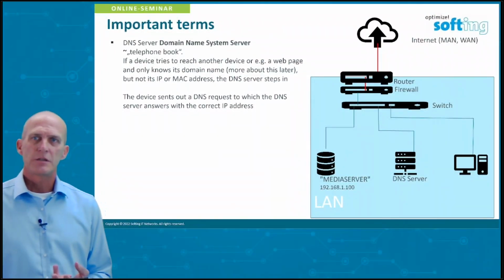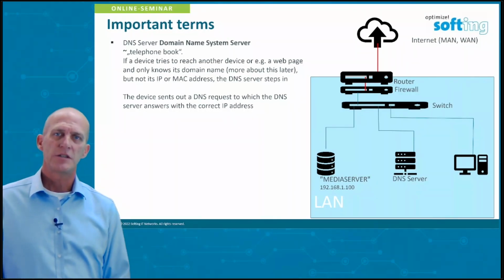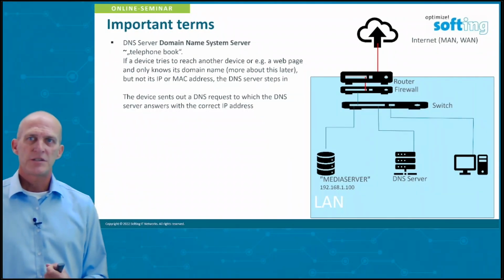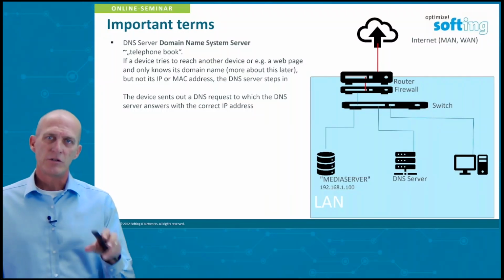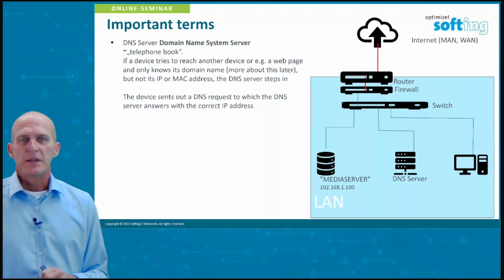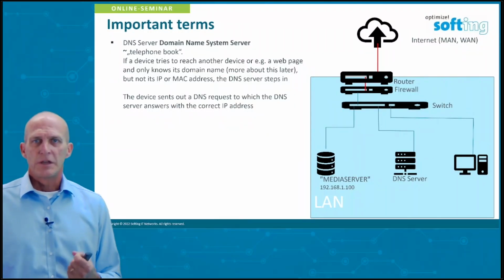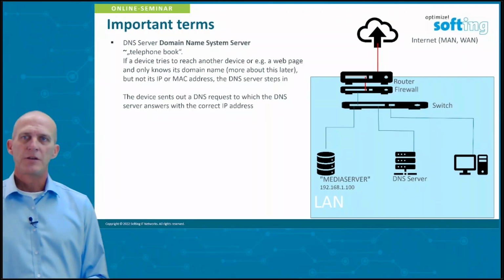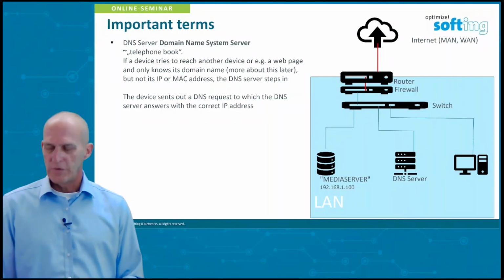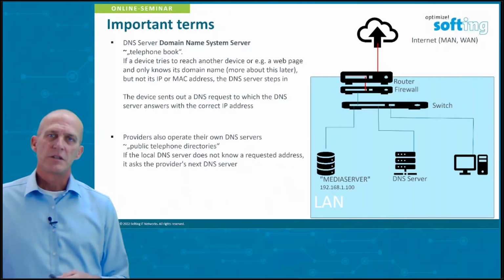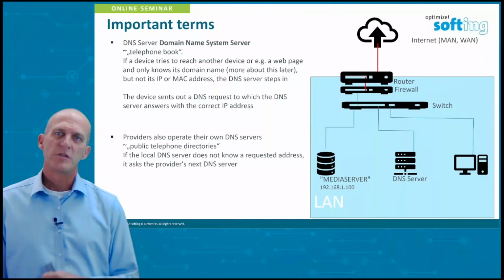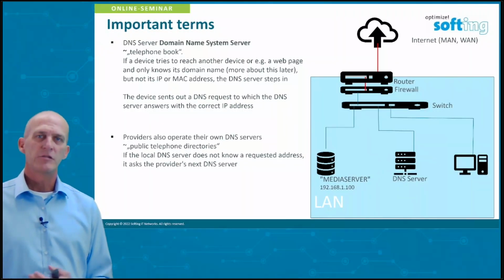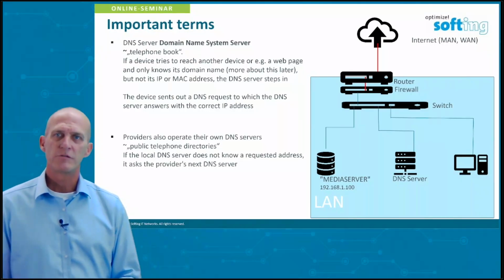Let's talk about how we actually find addresses in the internet. How does my router know which IP address wikipedia.org has, for example? That is done by the DNS server. DNS servers, domain name servers, exist in your local area network and also in the internet. A DNS server acts like a telephone book. It knows the station names like media server or my PC, and knows the IP and MAC addresses of these devices. So when my computer wants to retrieve a file from the media server, it looks up the DNS server first. Providers also maintain their DNS servers, which is like a public telephone book, and that's where my router finds the address of wikipedia.org.